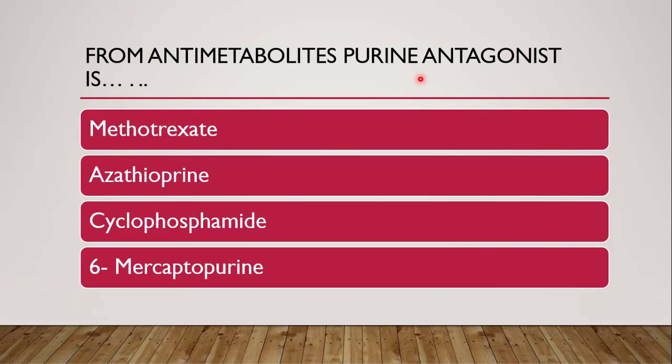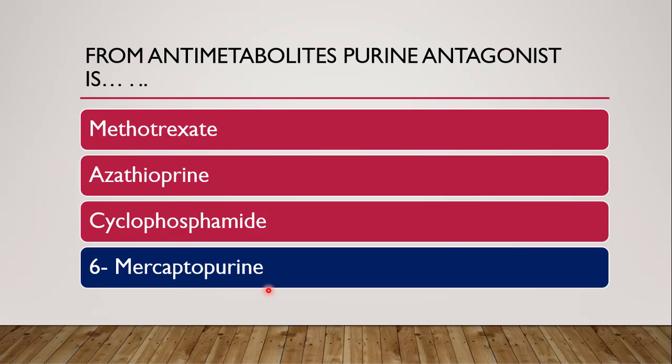Now for this question, we will have to go to the classification of anti-cancer drugs. As per the classification, the first class amongst the anti-cancer drugs is alkylating agent, then antimetabolites, antibiotics, radioactive isotopes, plant products, hormones and miscellaneous. So from antimetabolites, according to the subclassification, there are purine antagonist, pyrimidine antagonist and folic acid antagonist. So which of these amongst the given is from the first class, that is purine antagonist? Whether it is methotrexate, azathioprine, cyclophosphamide or 6-mercaptopurine. The correct answer is 6-mercaptopurine.